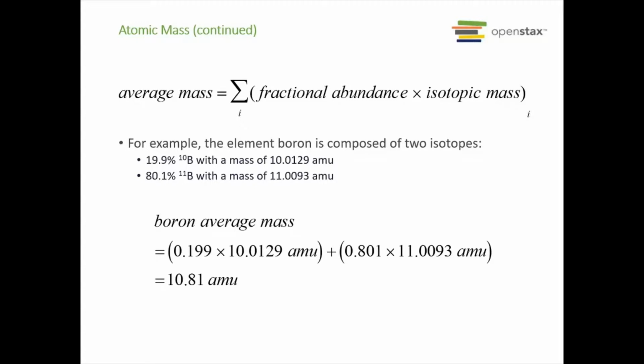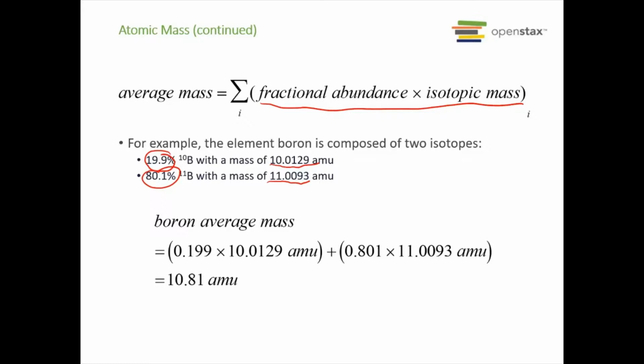Okay, so this average mass, what you calculate to get what you get on the periodic table, is equal to the sum of the fractional abundance times the isotopic mass for every single isotope. For example, boron, I hope this isn't too boron for you. I said it. Boron has two isotopes. One with a mass of 10.0129 AMU. This is boron 10, and it is 19.9% abundance. And the other 80.1% abundance, boron 11, that weighs 11.0093 AMU.